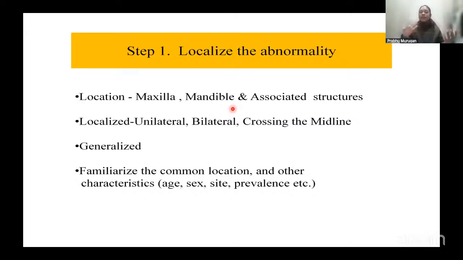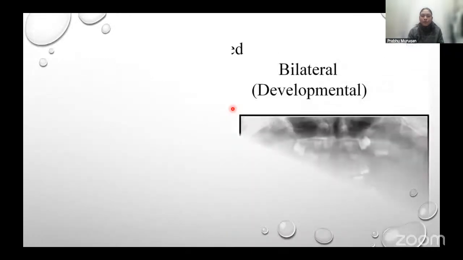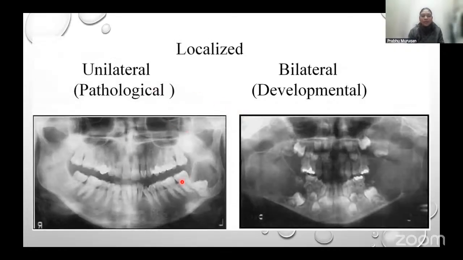For that and all, it is going to involve both the jaws and the entire jaw, right? So they are generalized lesions, or any kind of endocrine abnormalities. These and all are generalized lesions. These are the examples that I have put for you. Unilateral, any kind of particular pathology, like you can see a right dentigerous cyst here, and bilaterally you can see the lesion is present on either side. This can be a case of cherubism also.